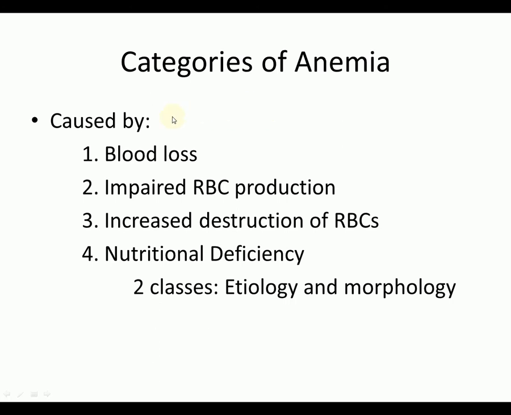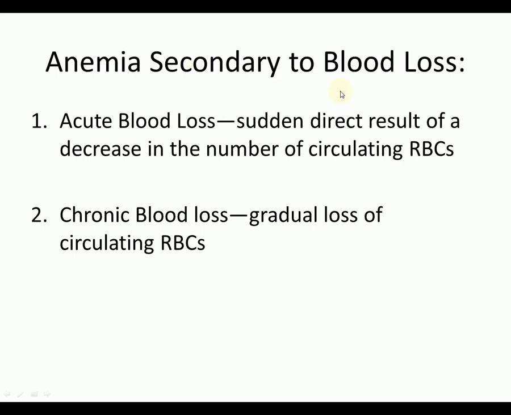Categories for anemia. Anemia can be caused by blood loss, impaired red blood cell production, increased destruction of the red blood cells, and nutritional deficiencies, which come in two classes, the etiology and the morphology. Anemia secondary to blood loss. You can have an acute blood loss, which is a sudden direct result of a decrease in the number of circulating red blood cells, or you can have a chronic blood loss, which is gradual loss of the circulating red blood cells.